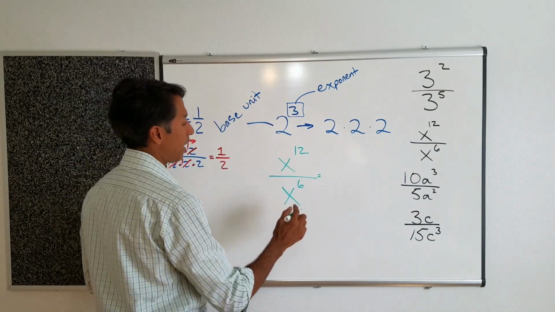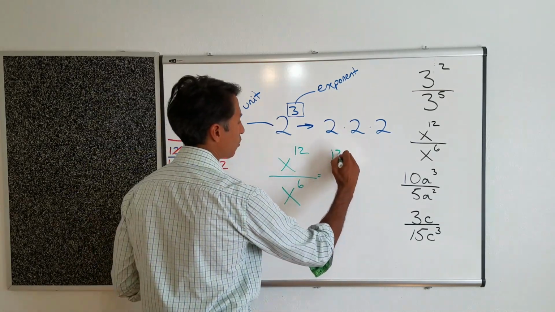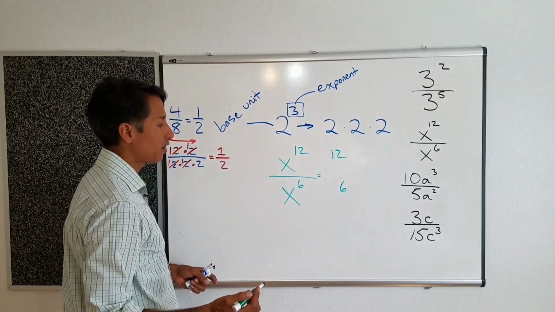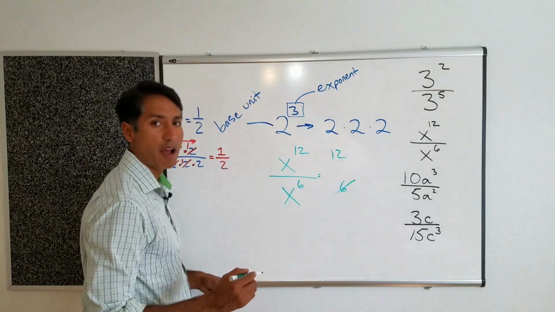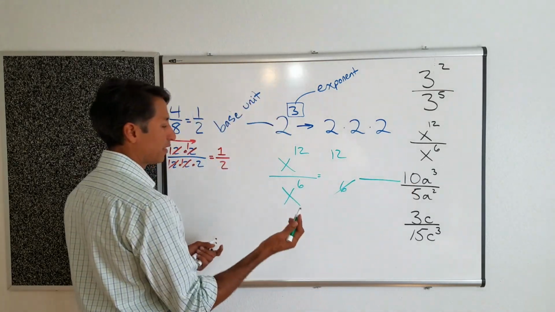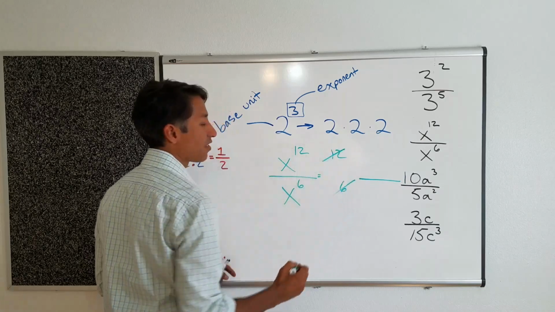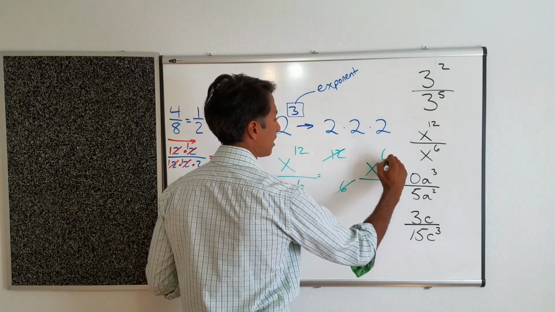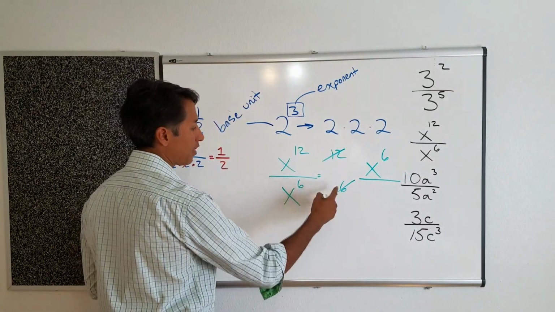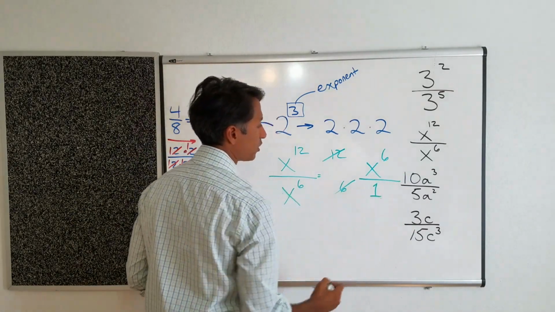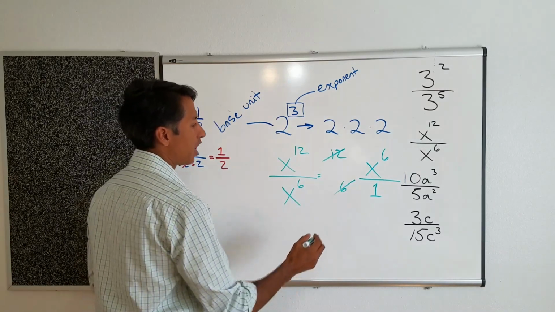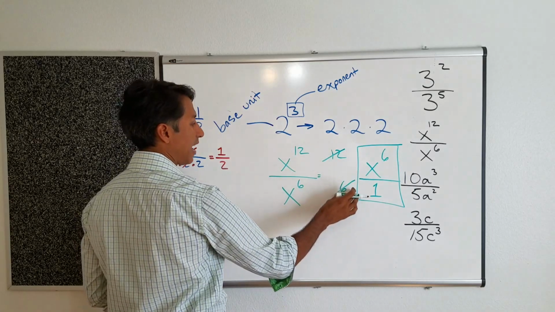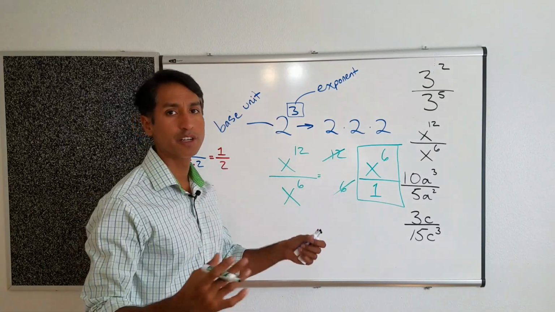And so how many do we have on the top? We have 12. How many on the bottom? There's 6. So we could say to ourselves, I'm going to take all 6 out of the bottom because I know that there's that many. And I know that there's 6 on the top because I got 12 total. So how many are left on the top? Just 6. And then how many are left on the bottom? None. So we can just put a 1 there, okay? And so again, by just looking at the exponents, we're able to reduce this down.